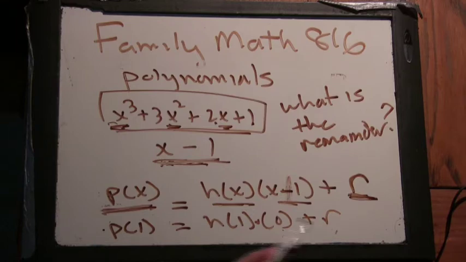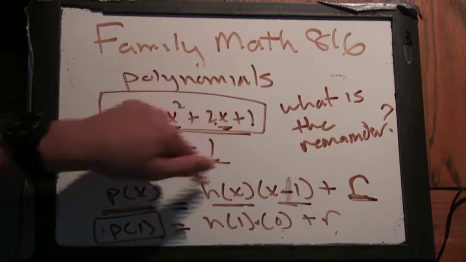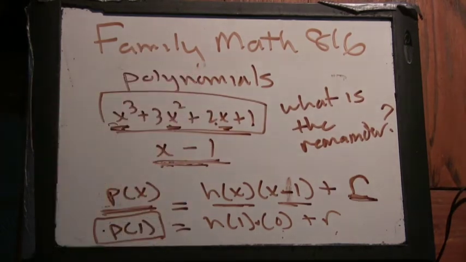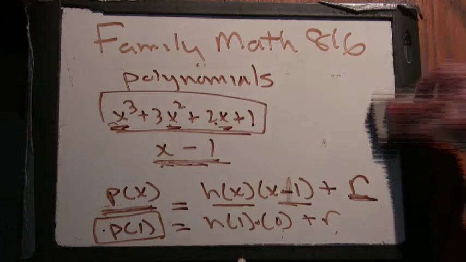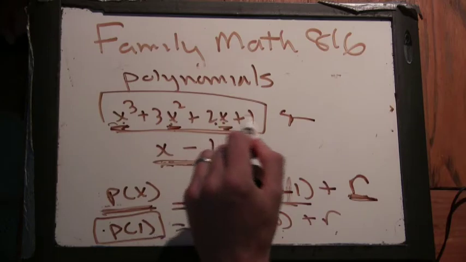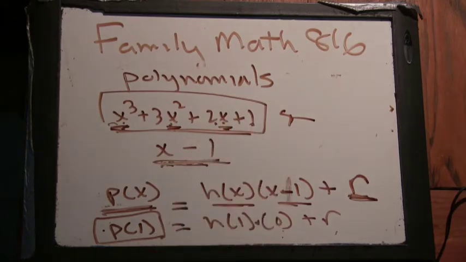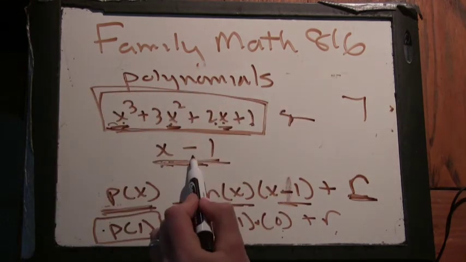And that tells me that the remainder is the polynomial evaluated at the negative of the constant term of the dividing thing. Okay. So the remainder here is just whatever I get when I evaluate this polynomial at 1. So I get 1 plus 3 plus 2 plus 1, which is 7. So I don't know what this polynomial is, what happens when I divide by x minus 1. But I do know the remainder is 7.